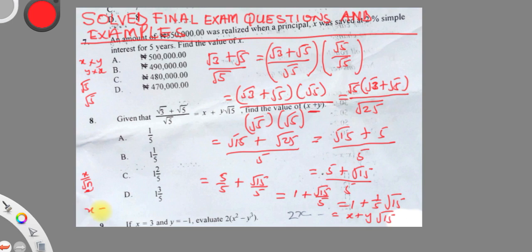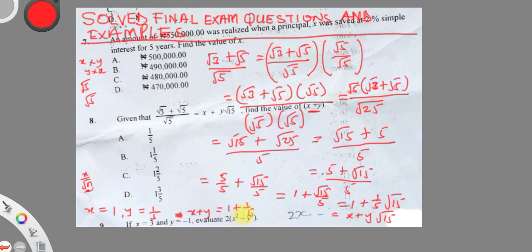So it means that x is equal to 1 and y is equal to what? It's equal to 1 over 5. Have you seen? And then we are asked to find x plus y. So what does it imply? It implies that x plus y is equal to 1 plus 1 over 5.